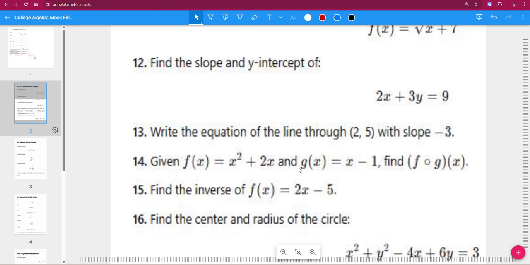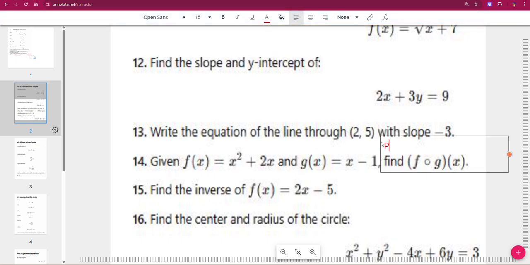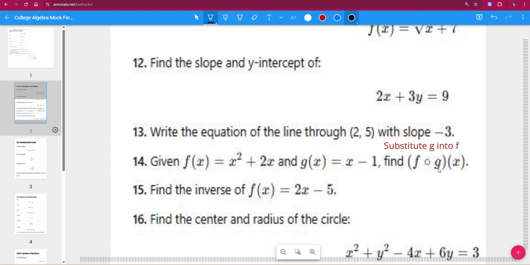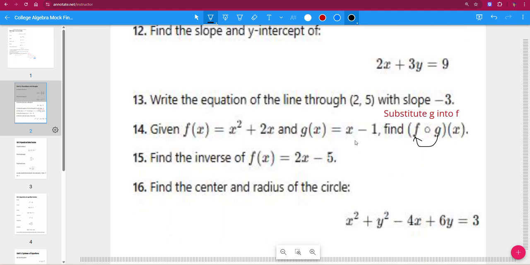Number 14, it wants us to find f of g of x. The way this is written means substitute g into f. Like you go this one into this one. The way I remember to do it is I build a skeleton and put parentheses wherever there is an x. So right here, I'm going to put a parenthesis, and right here I'm going to put a parenthesis.